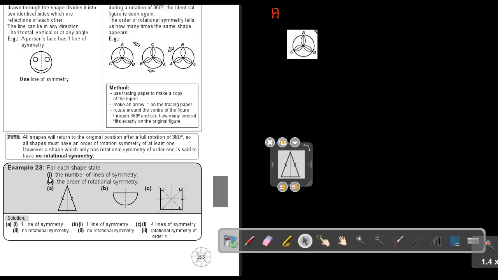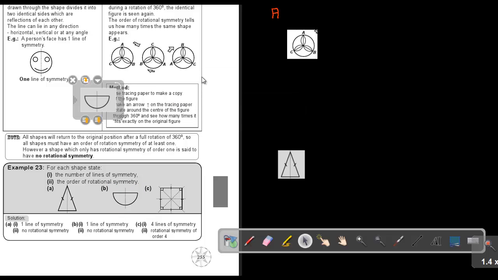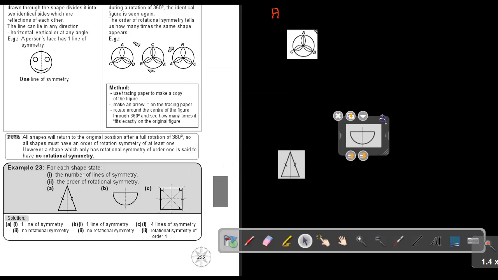So we're going to start first with the number of lines of symmetry. Can you see it's having one line of symmetry? But it's having no rotational symmetry. The same with this one. One line of symmetry, and I can show you again, I can copy it. Okay, and I'm going to rotate it again through 360. And you can check. It will only fit at the original position. So basically, we say it's having no rotational symmetry.